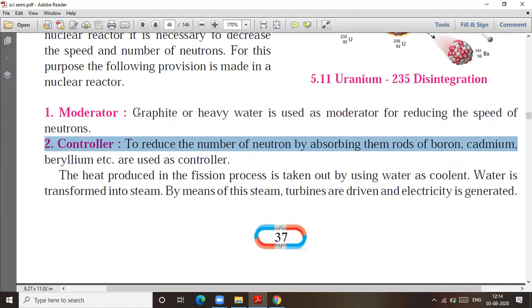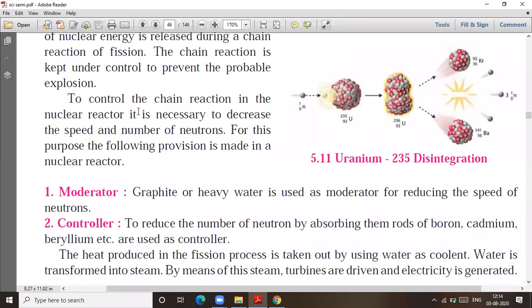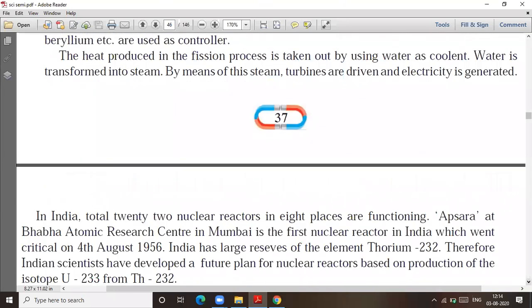And then the second one is the controller, to reduce the number of neutrons by absorbing them. Rods of boron, cadmium, and beryllium are used as a controller. These are controllers, and this is a moderator. The heat produced in the fission process is taken out by using water as a coolant, right? So water is transformed into steam. By this steam, turbines are driven and electricity is generated. So this is the process we use to prepare electricity.